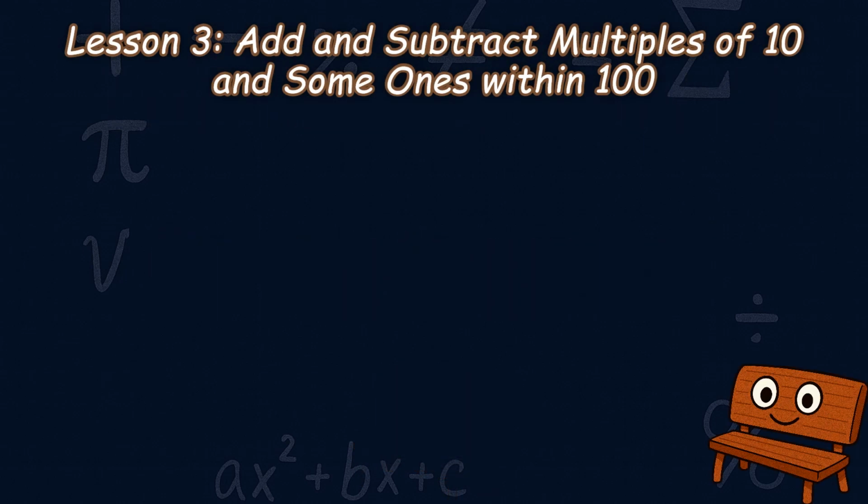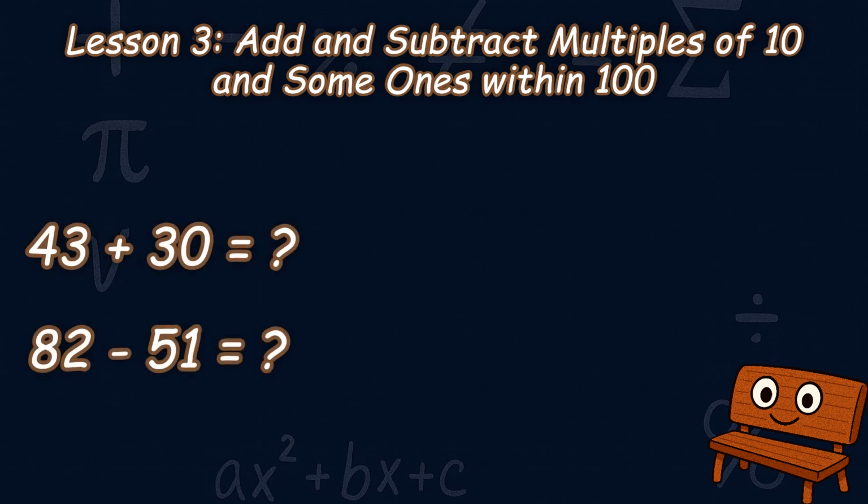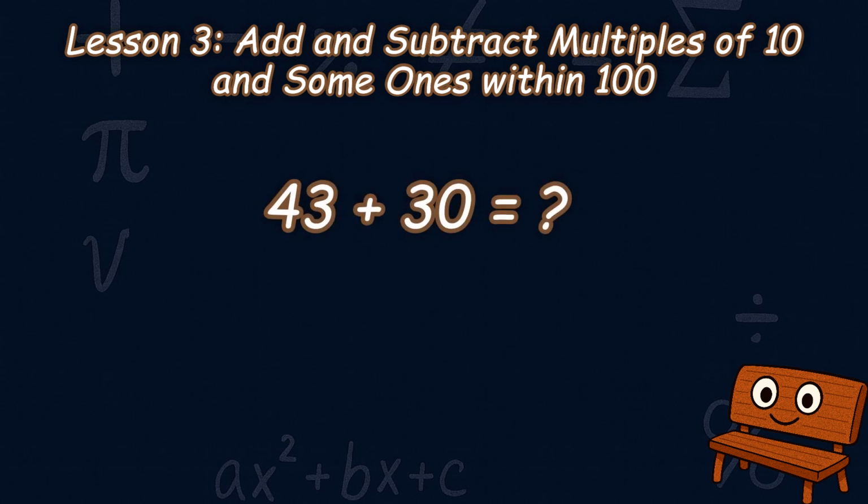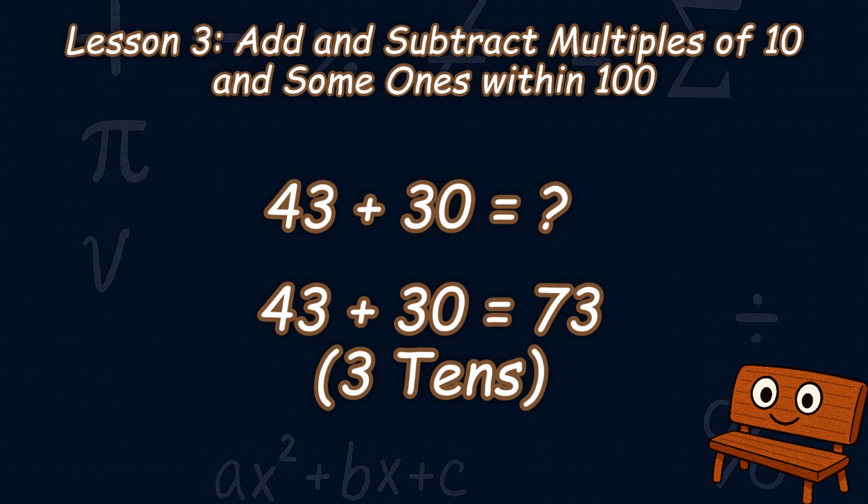On Monday we're doing Lesson 3, add and subtract multiples of 10 and some ones within 100. In Lesson 3, students solve addition and subtraction problems like 43 plus 30 or 82 minus 51 using number bonds or the arrow way. They will break the numbers apart by tens and ones to make mental math a lot easier. For example, 43 plus 30 means we're going to keep the 3 ones and just add 3 tens to make 73. They'll also explain how they use the mental math to find their answer, and this lesson will help the students see how place value patterns make addition and subtraction more efficient.